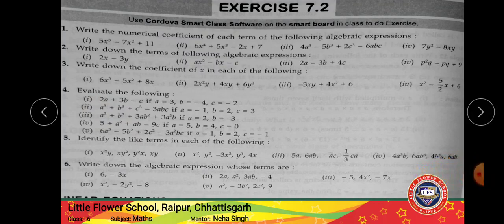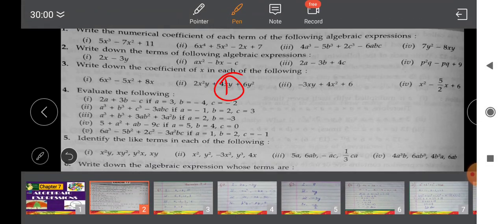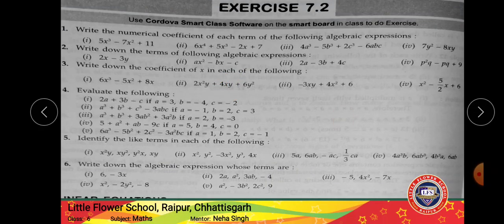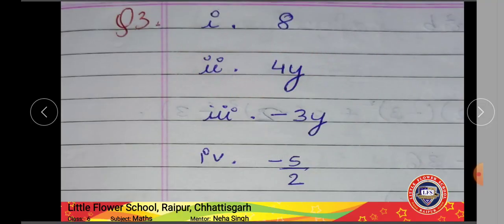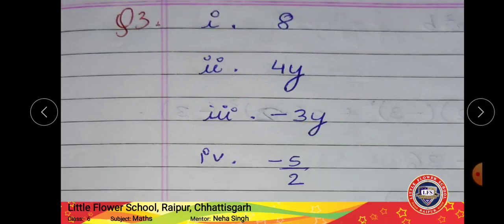Wherever x is present, excluding x, whatever digits or variables or numerical value it has will be the coefficient of x, right? Suppose in the first question the coefficient of x is 8, only 8. Now moving on to the second question, this term has x, right? If we remove x from here, what are we left with? 4y, right? So what will be the coefficient of x for the given question? 4y. See, 4y. Okay.